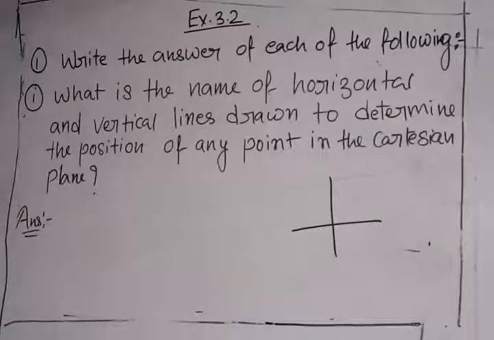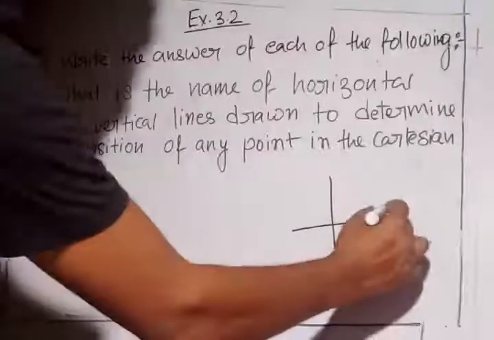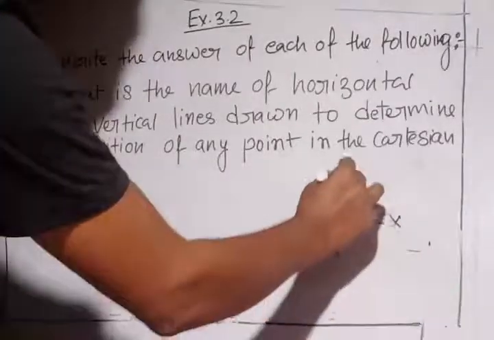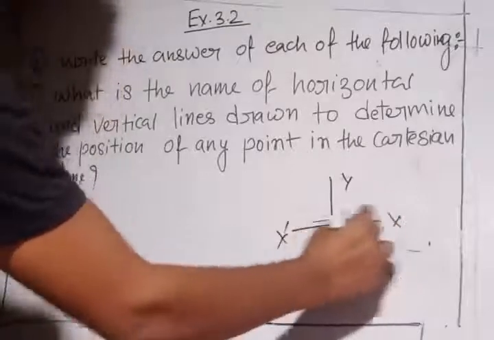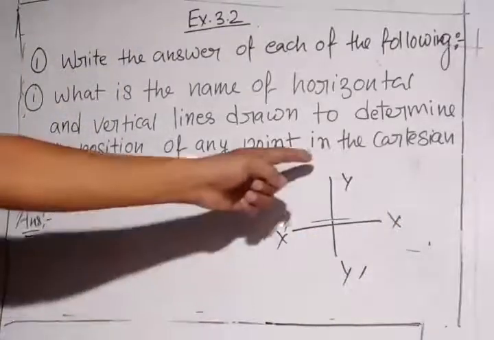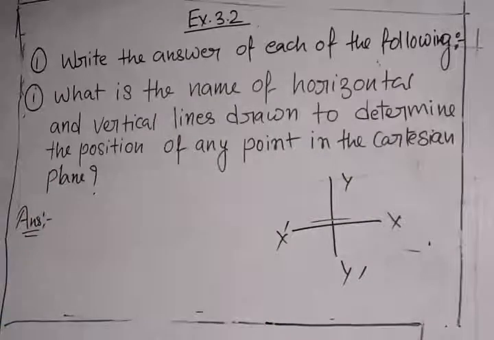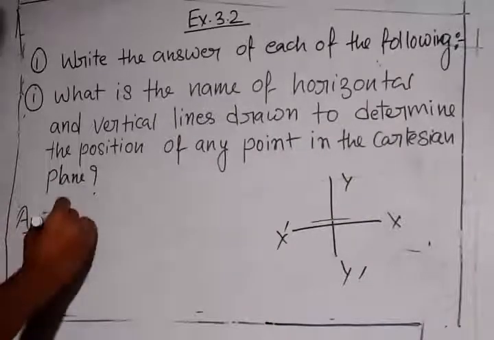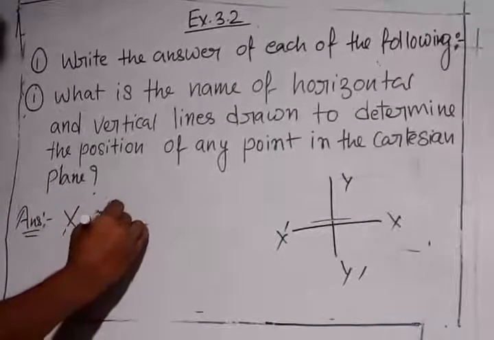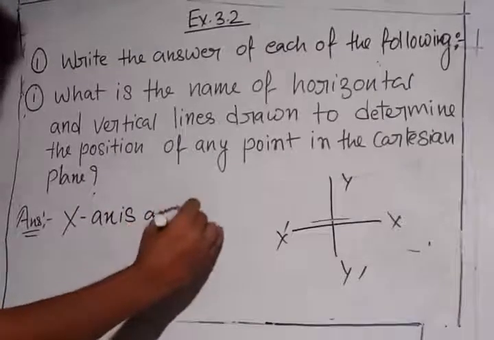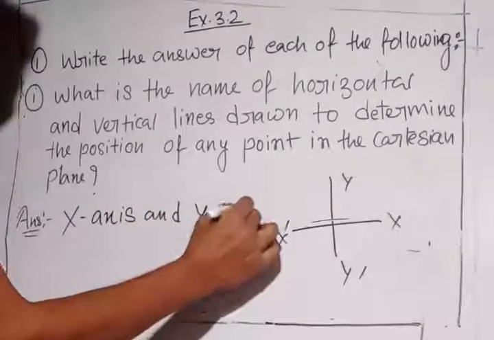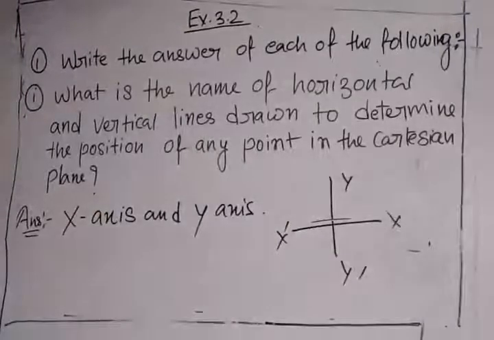In the introduction video, I have mentioned that the lines are called x-axis and y-axis. These are x and x dash, y and y dash. This horizontal line is called the x-axis and the vertical line, y and y dash, is called the y-axis. So the answer is x-axis and y-axis. The horizontal and the vertical lines are called x-axis and y-axis.